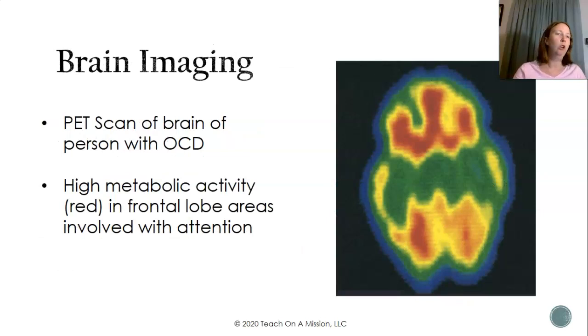It is the frontal lobe. Our frontal lobe has to do with planning, judgment, and attention. And this is a PET scan of a brain of a person with OCD, and those red areas are the high metabolic activity areas. Remember, PET scans, you inject someone with radioactive glucose, and then as they break it down, as they use it, it will show up in different degrees on a scan. And so what this indicates is that there's high metabolic activity in areas of the frontal lobe involved with attention.